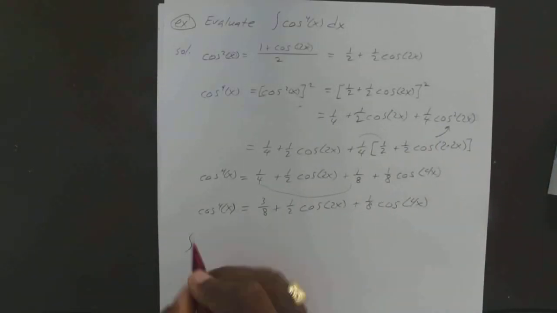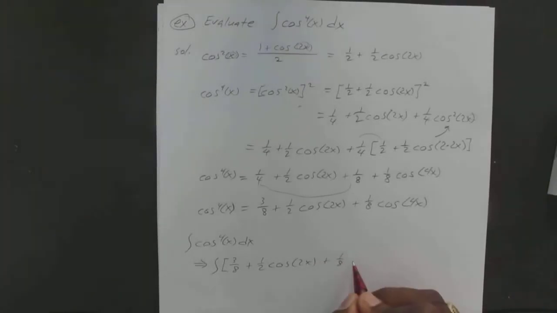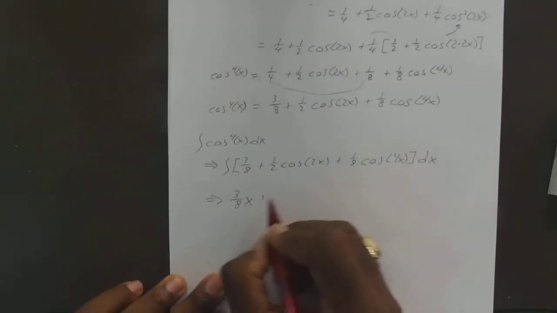Okay. So after all of that, we have a somewhat simpler, I don't know if you can call it simpler, but a somewhat more manageable integral. So that means the integral of cosine 4 of x with respect to x becomes the integral of 3/8 plus 1/2 cosine 2x plus 1/8 cosine 4x with respect to x. Okay, so now we can just integrate each term.